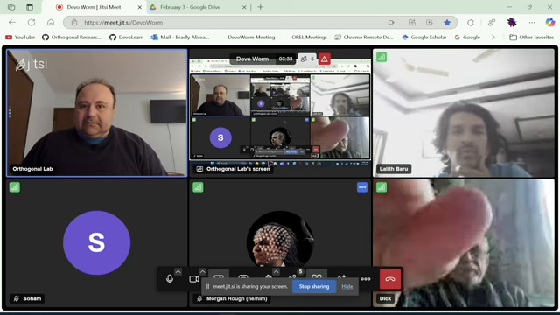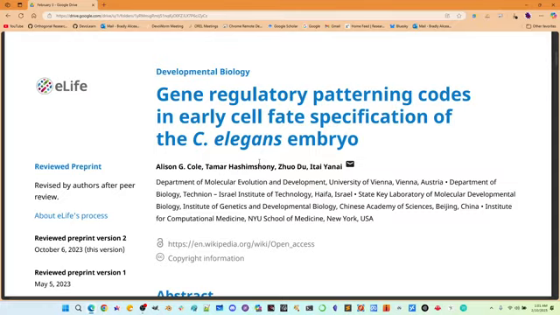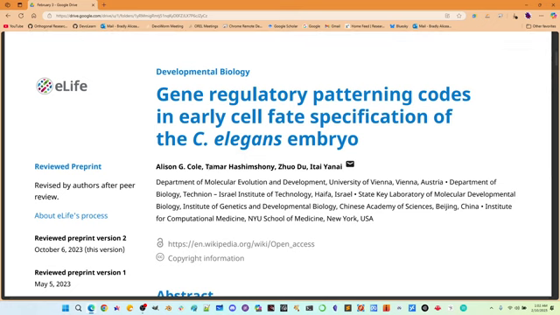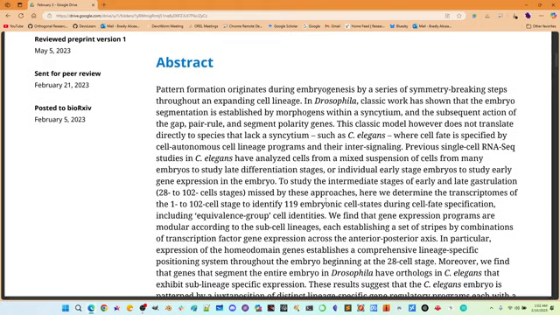Okay, so today I wanted to talk about a couple of papers again. The first paper I'm going to talk about is Gene Regulatory Patterning Codes and Early Cell-Fate Specification of the C. elegans Embryo, by Allison Cole, Tamar Hashemshoni, Zhuo Du, and Itai Yanai. The abstract reads: pattern formation originates during embryogenesis by a series of symmetry-breaking steps throughout an expanding lineage.